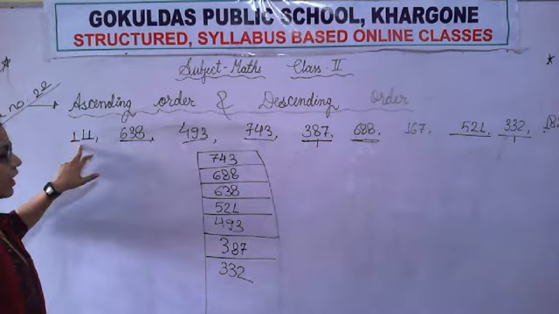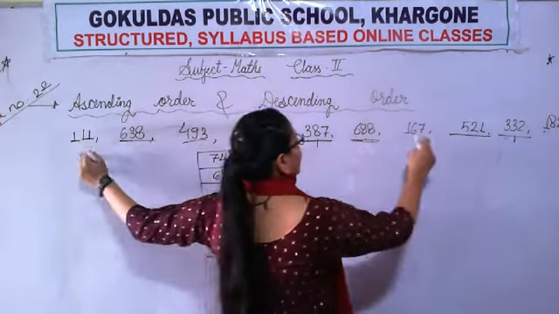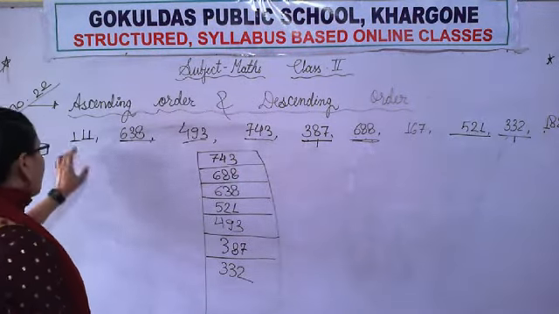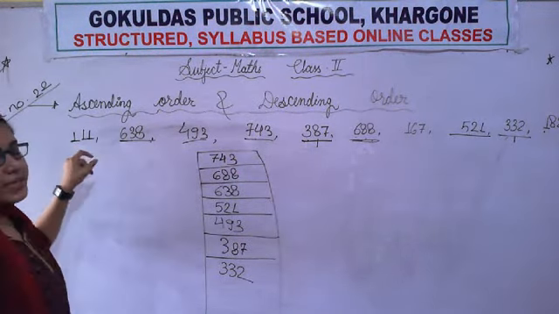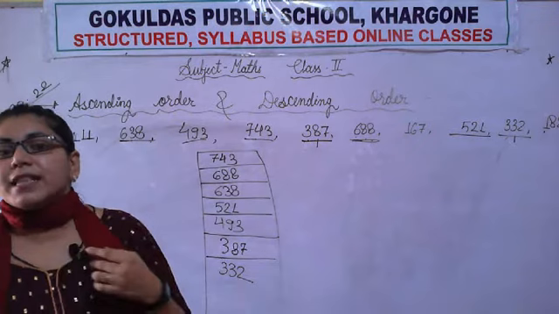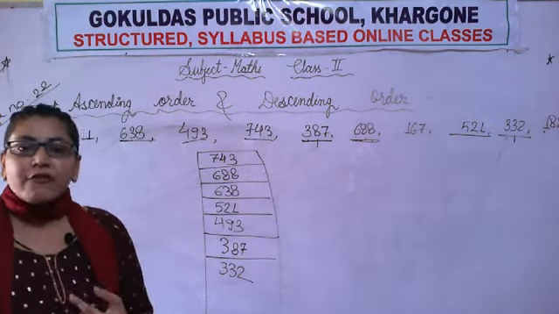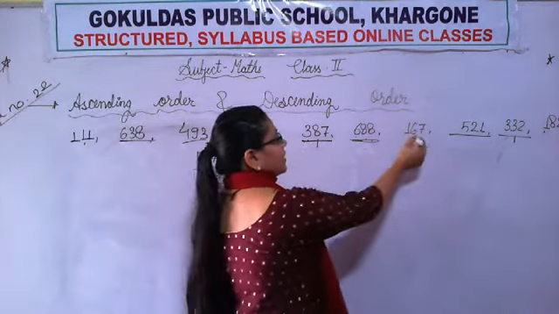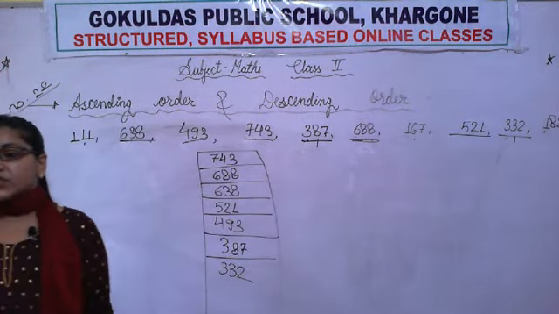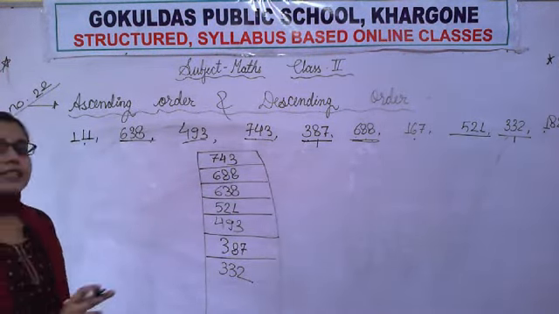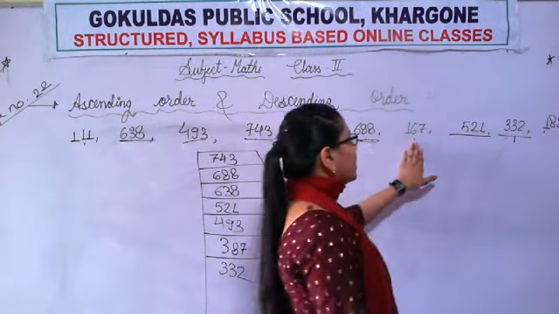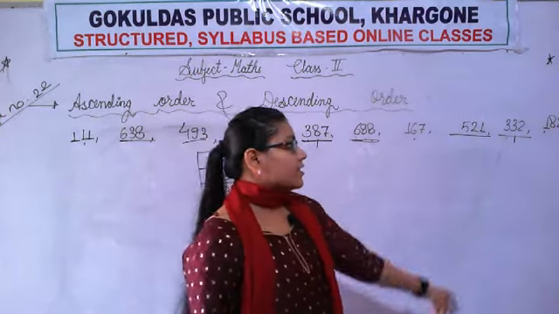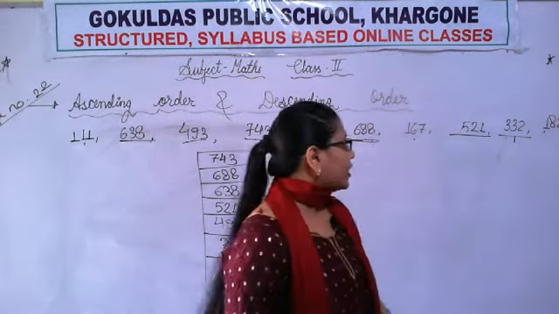So here 1 and 1. No, 2 is 100 there. So now all three numbers are having 1 at the hundreds place. So what will we do? We will check for the tens. Here 1 at tens place, here 6 at tens place. 1 or 6, which one is greater? 6 is greater. So we'll check between these two numbers which one is greater, 167 or 182.